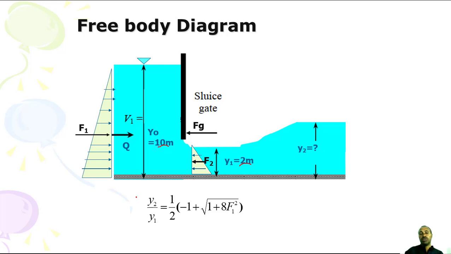So we will apply the momentum principle and the hydraulic jump equation, which is y2 over y1 equals half of minus 1 plus square root of 1 plus 8 Froude number 1 squared. So we will check the Froude number at this point, whether it is supercritical or subcritical flow.